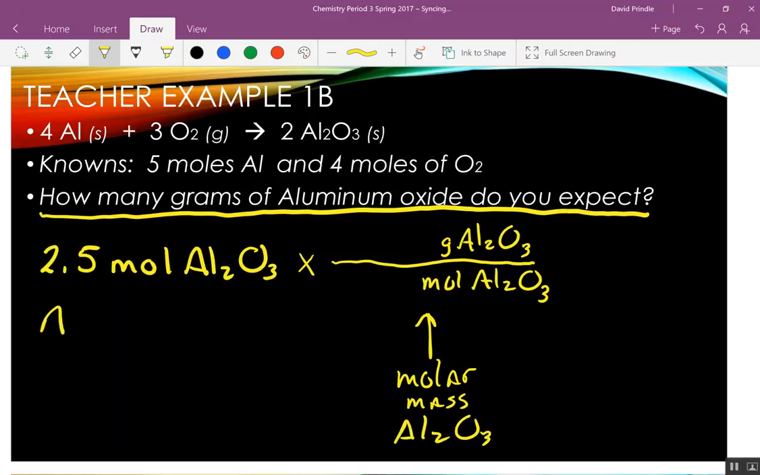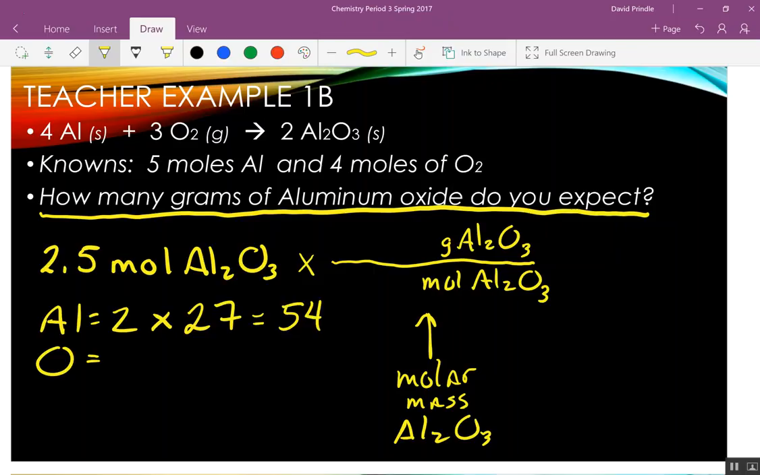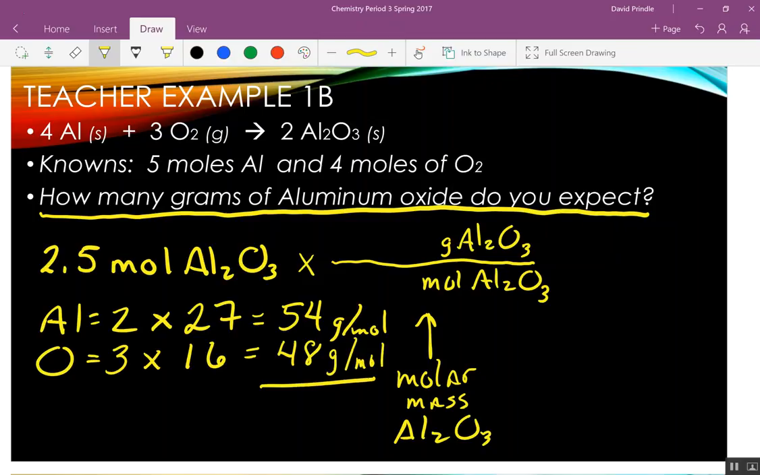So, let's figure it out. We got Al and oxygen. How many aluminums? What's their molar mass? 27. Thanks, Cletus. So that's what? 54? How many oxygens? Times? And you should be able to do these in your head by now. What do we got? 102? Make sure I'm doing it right.